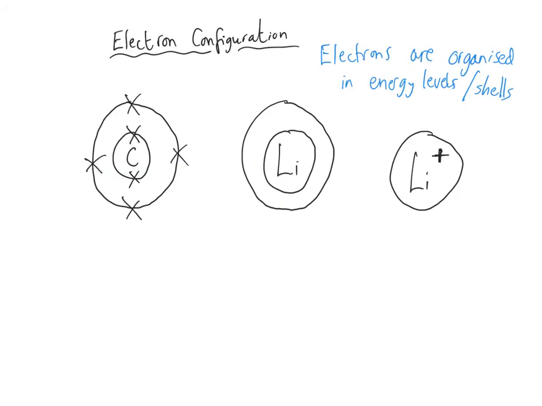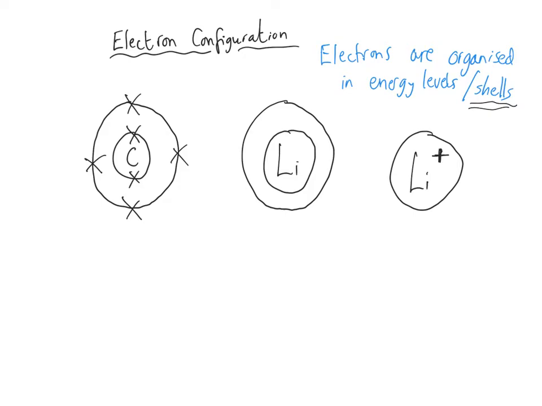We're going to move on now to have a look at electron configuration, which is a fancy way of saying how are the electrons organised around the nucleus of an atom. Now we know at GCSE that these are organised in shells, and you might have also called them energy levels too, and we'll find out a little bit later why we bother calling them energy levels instead of shells.